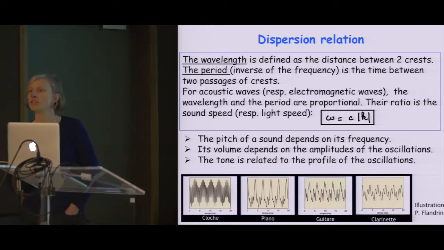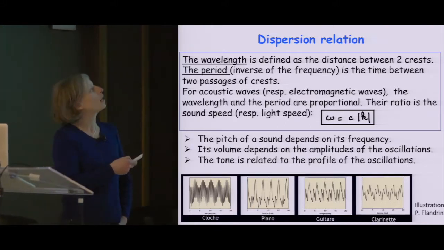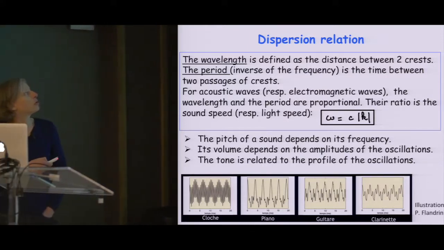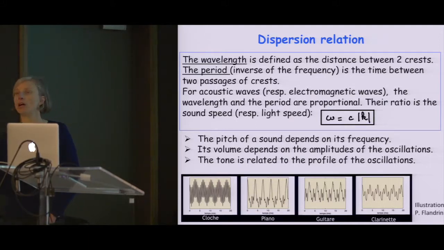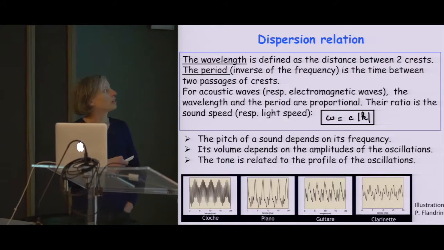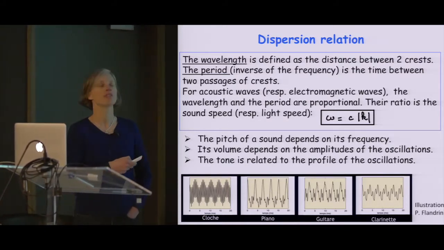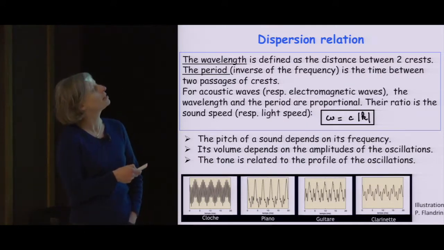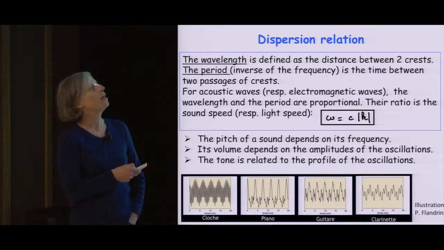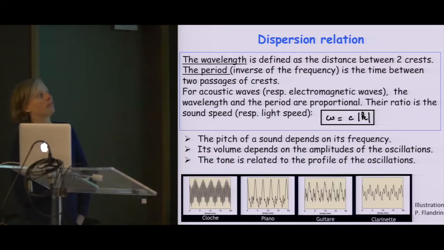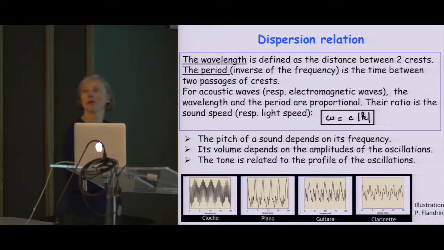Okay. And so for this acoustic wave, so for the sound, or for electromagnetic waves, so for the light, what you can prove is that the wavelength and the period are proportional to each other. And their ratio is exactly the sound speed. So here it's denoted by C, and it's the ratio between the frequency, the time frequency, and the wave number. Okay, so this is something which is very well known, so I will not spend too much time on this.